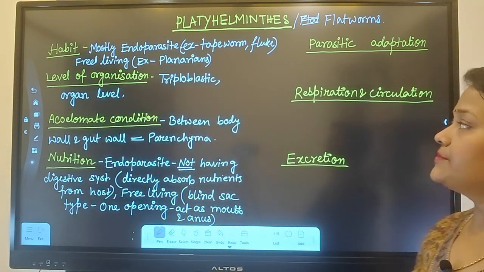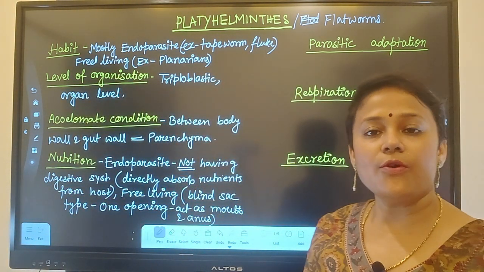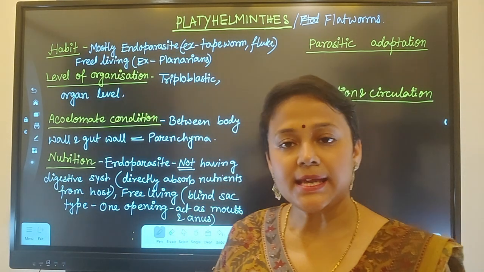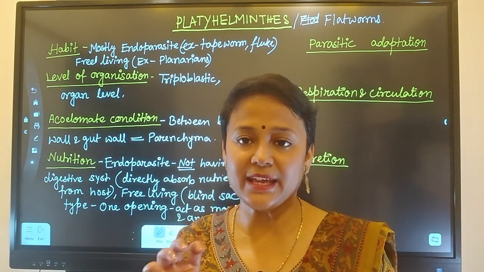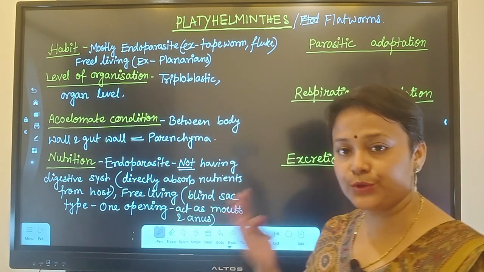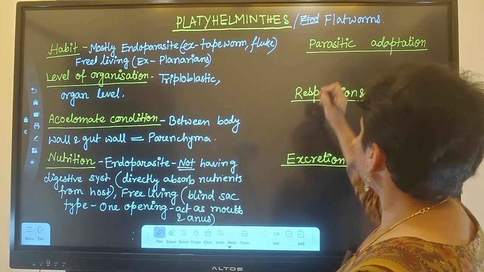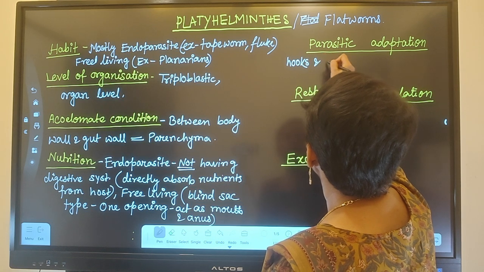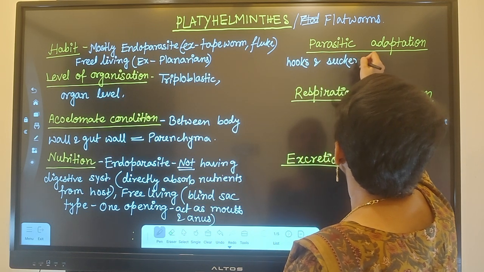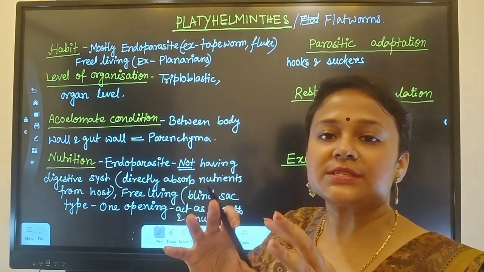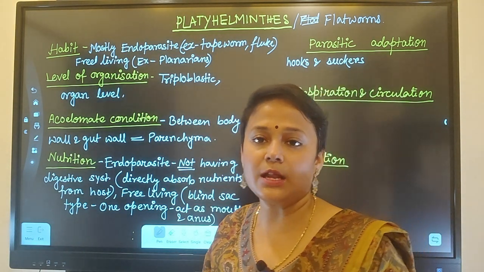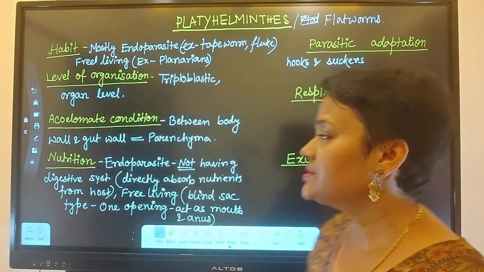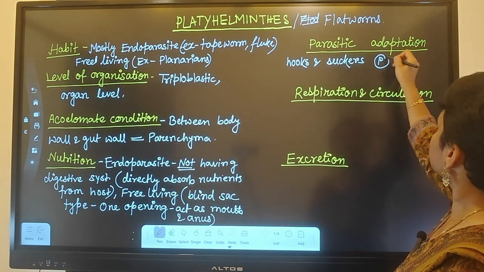Coming to parasitic adaptations. In the parasitic form, to stay in the host, they have hooks to cling on to the host. I will show you the picture at the last. So here hooks and suckers are present. What is the function of suckers? Suckers help to suck the nutrients, and hooks help to cling and stay in the host.